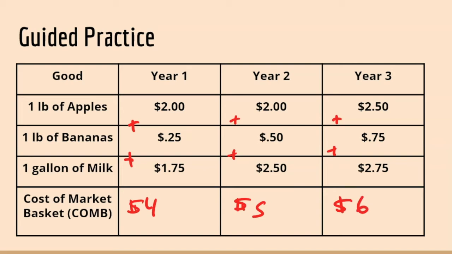So pretty simple, right? And the reason we're able to add up $2 plus 25 cents plus $1.75 and so on is because we're only buying a pound, a gallon, right? If it said 2 pounds, 2 pounds, 2 gallons, we would need to multiply it, right, by 2 times 2, 25 times 2, 175 times 2, to get to the real cost of the market basket there. All right, so I hope this made sense. So we're going to move on now.